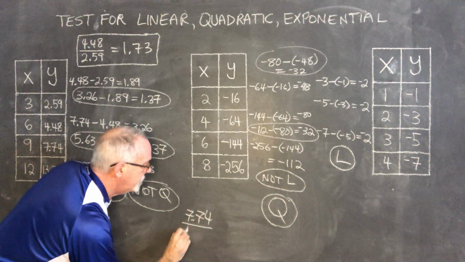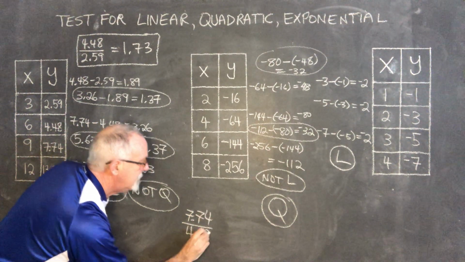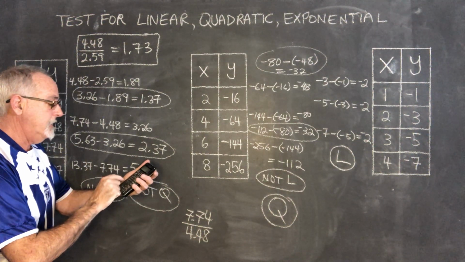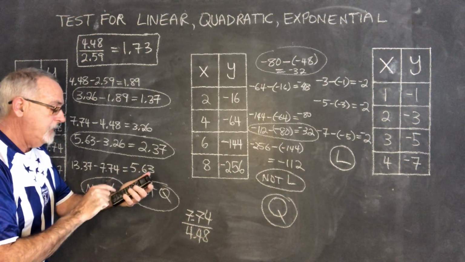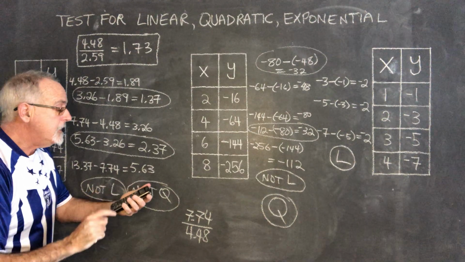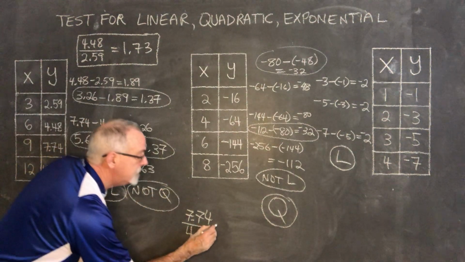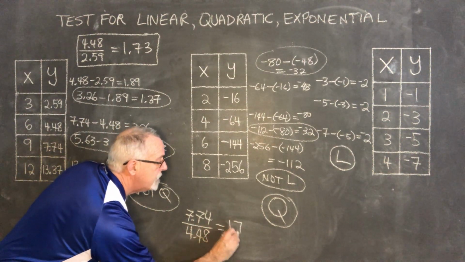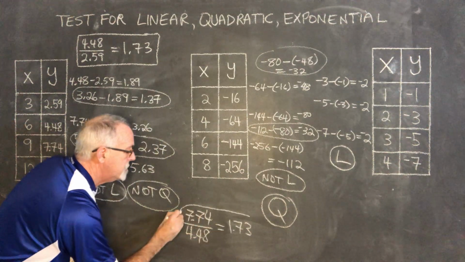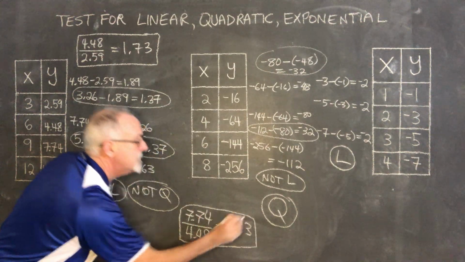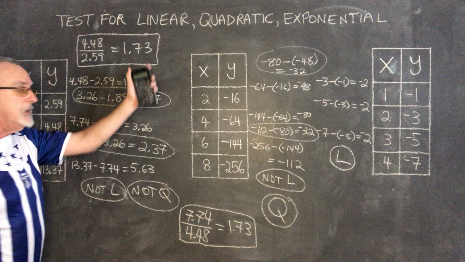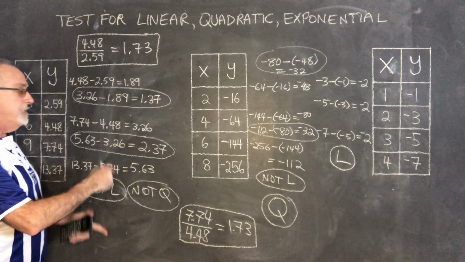7.74 divided by 4.48 is equal to 1.727. It also rounds to 1.73. So this is good news because this is how I know this is exponential. I am getting the same answer whenever I do these divisions.